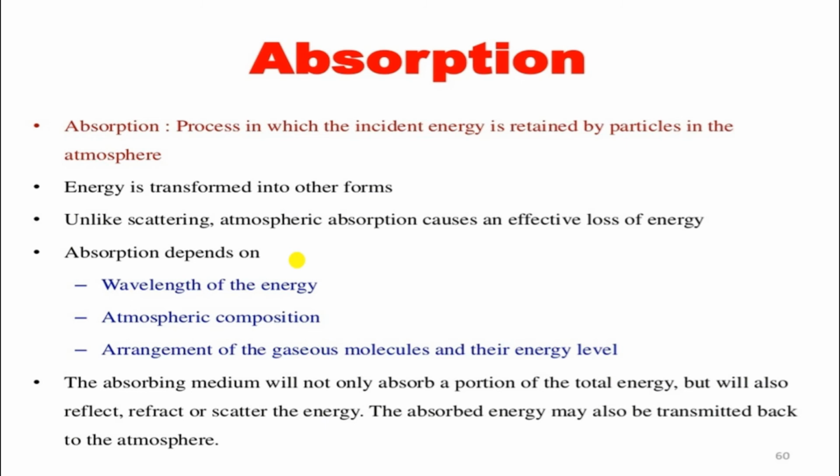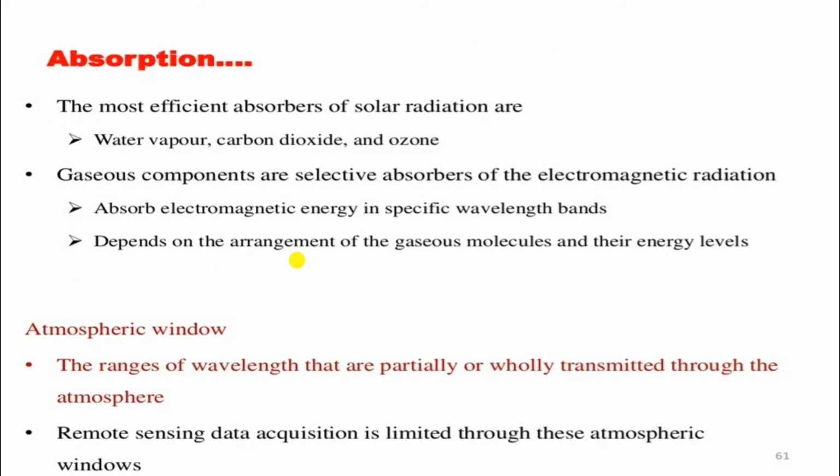So, we use infrared wavelength for the conversion of light energy into electric energy. Absorption generally depends on the wavelength of the energy, atmospheric composition, and the arrangement of gaseous molecules and their energy levels. The absorbing medium will not only absorb a portion of the total energy but will also reflect and scatter the energy. The absorbed energy may be transmitted back to the atmosphere.